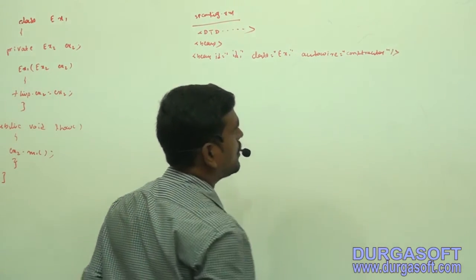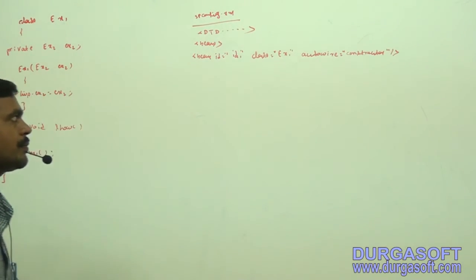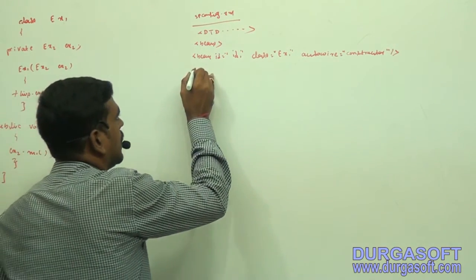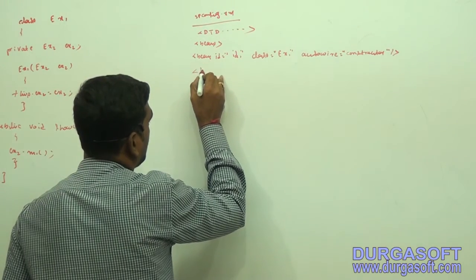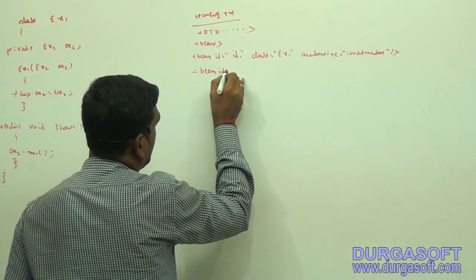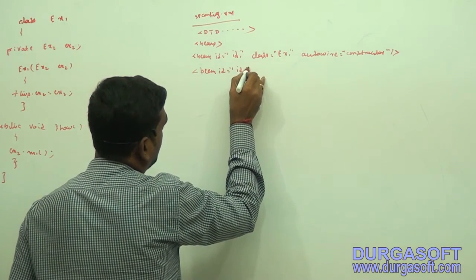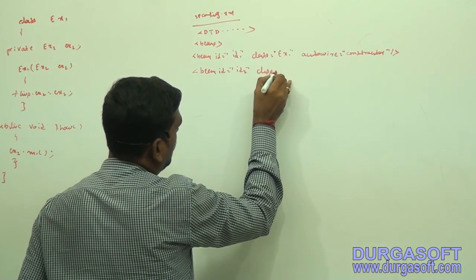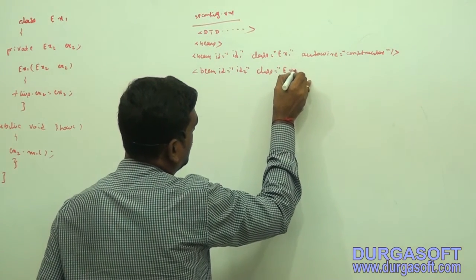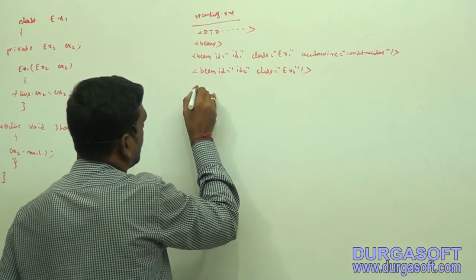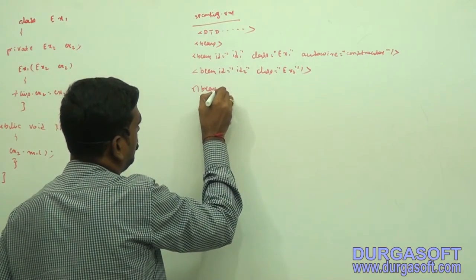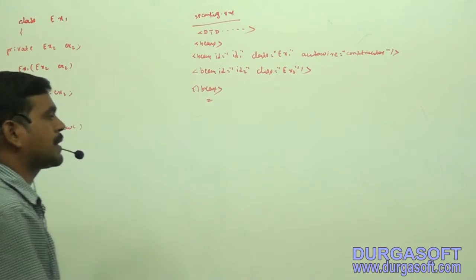Autowire is equal to constructor. Next, how to configure the inner bean? Bean id is equal to id2, class is equal to ex2. Then close the beans. We have to configure like this.